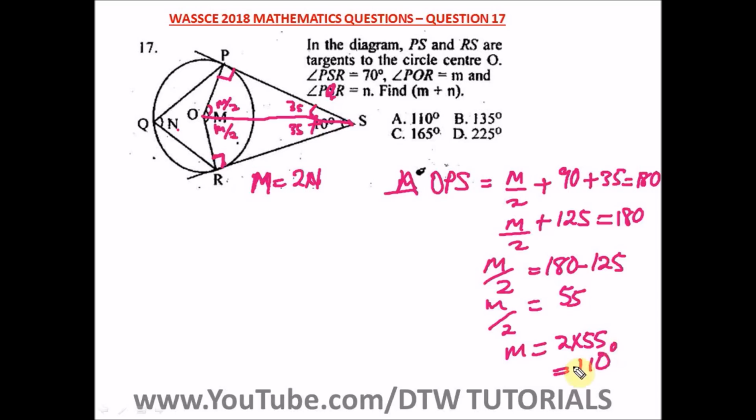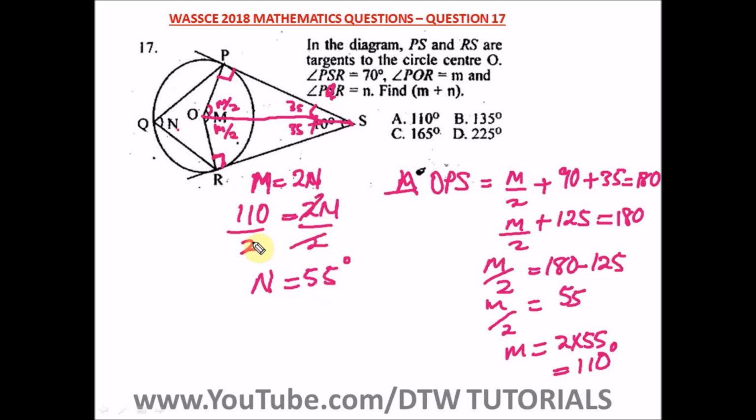Alright, so M is equal to what? 110. So how do we get N? Remember, from our circle theorem, M is equal to twice of what? N. So since we have M as equal to 110 equal to 2n, to get N, we divide both sides by 2. So N is definitely 110 divided by 2, which will give us what? 55. So N is 55.